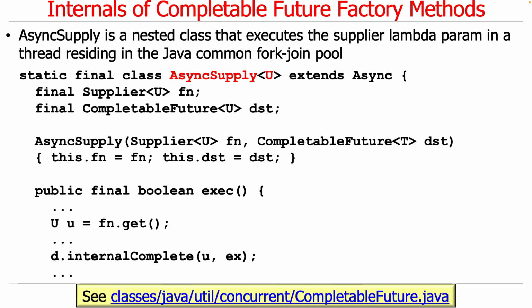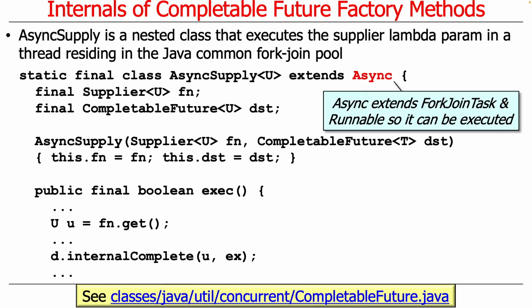Async supply is also part of the completable future class. Remember I talked before about how completable future is a wrapper, and it provides a fairly hefty set of public methods. There are about 60 of them, but then it's also got a whole boatload of fields, private methods, and nested classes. Well, async supply is one of those nested classes. And you can see that async supply extends async. And if we peek down the inheritance chain a bit, we'd see that async extends fork join task and runnable, so it can be executed by a worker thread in the common fork join pool.